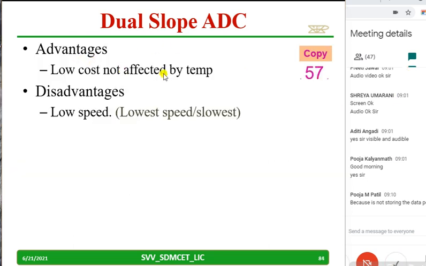Advantages of a dual slope ADC: low cost, not affected by temperature or any other things. And the speed is very low compared to any other A to D converter. This is a disadvantage. You have 1 minute, you can copy down this.